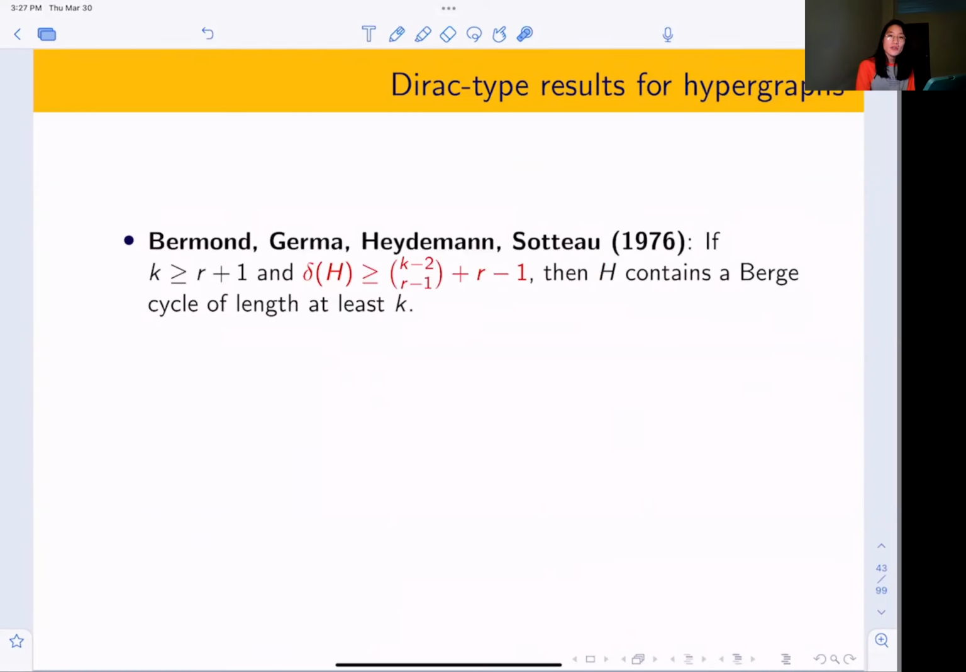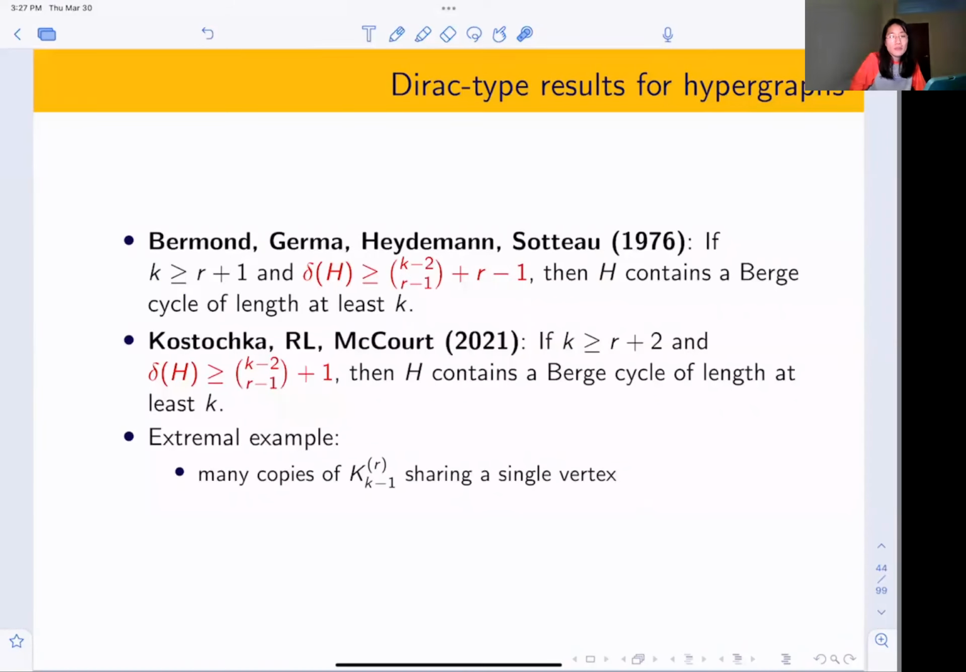Okay, but that's for Hamiltonian cycles. Now let's talk about if I just want to find a Berge cycle of length at least k. So actually, there's this quite old result by Bermond, Germa, Heydemann, and Sotteau. Hope I pronounced that okay. Where they proved this minimum degree here. And then we were able to improve this in the same paper. Basically, we just reduced the plus r minus 1 term to plus 1. And we can find a Berge cycle of length at least k.